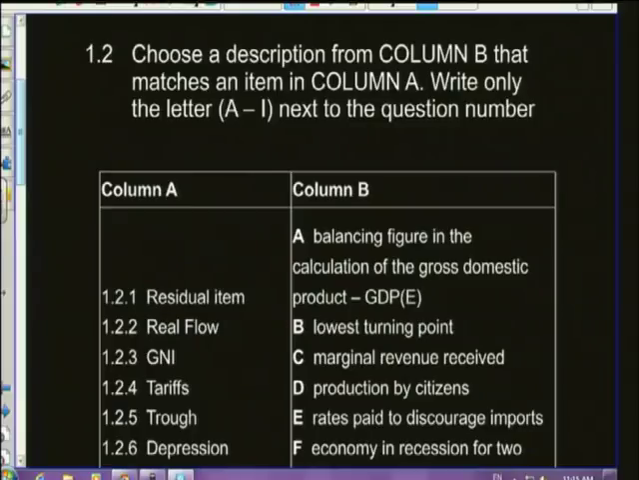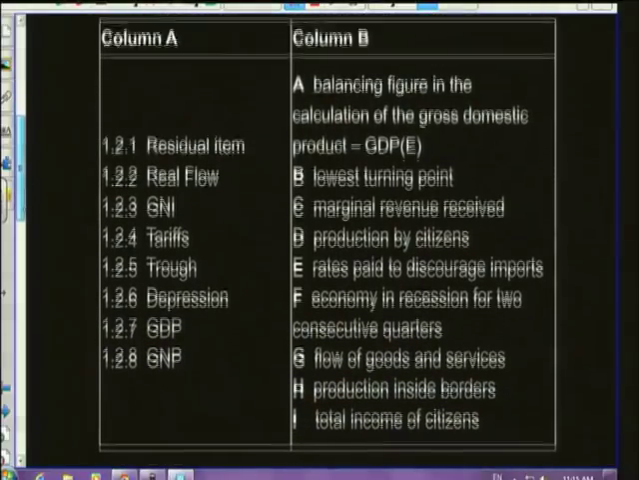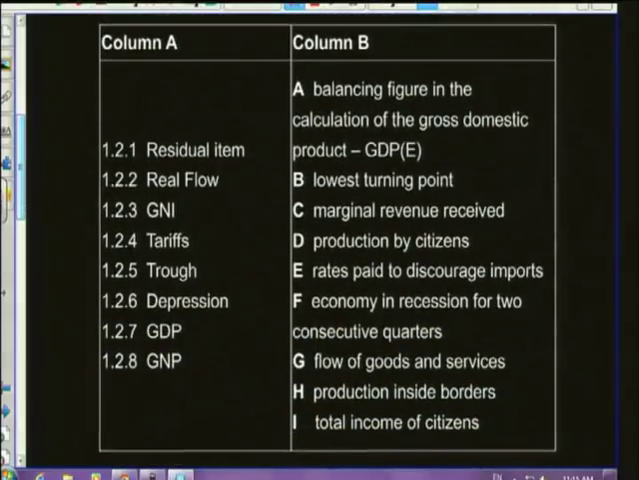Let's move on to question 1.2. Choose a description from column B that matches an item in column A. Write only the letter A to I next to the question number. Let's look at the different options available. Column A, 1.2.1 residual item, 2 real flow, 3 GNI, 4 tariffs, 5 trough, 6 depression, 7 GDP, 8 GNP.